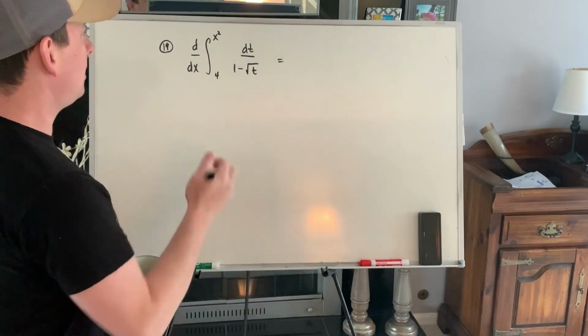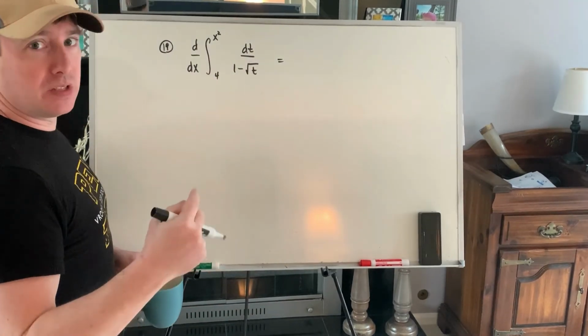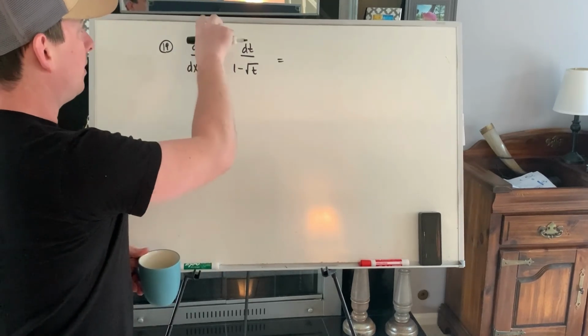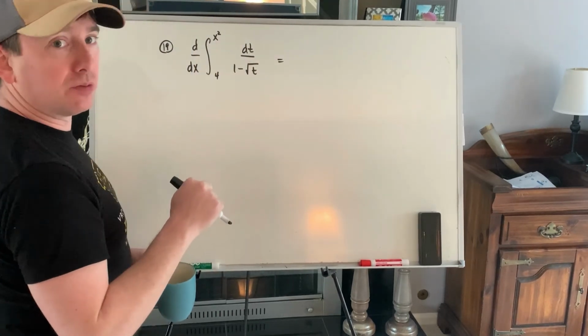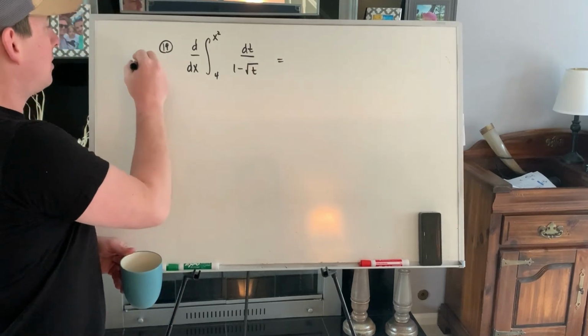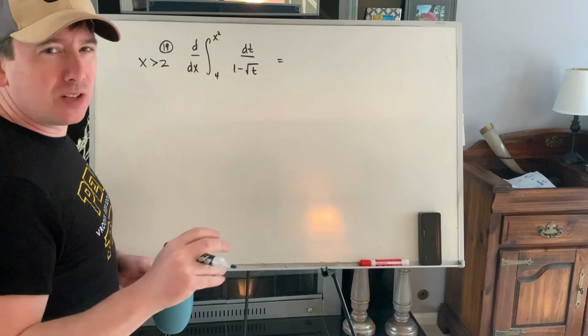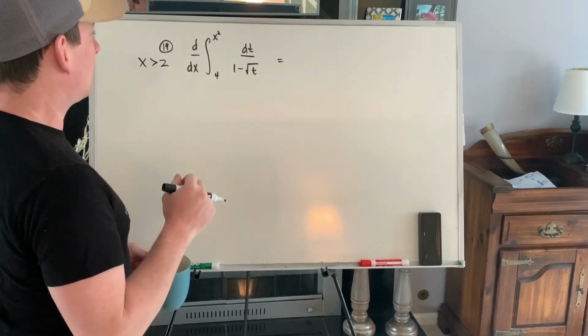All right, for number 19 here, you're being tested on your knowledge of the second fundamental theorem of calculus. You're taking the derivative of an integral function. They also did mention something like x is greater than 2 at the beginning of the problem, which you can kind of just ignore. It's just there for clerical reasons.